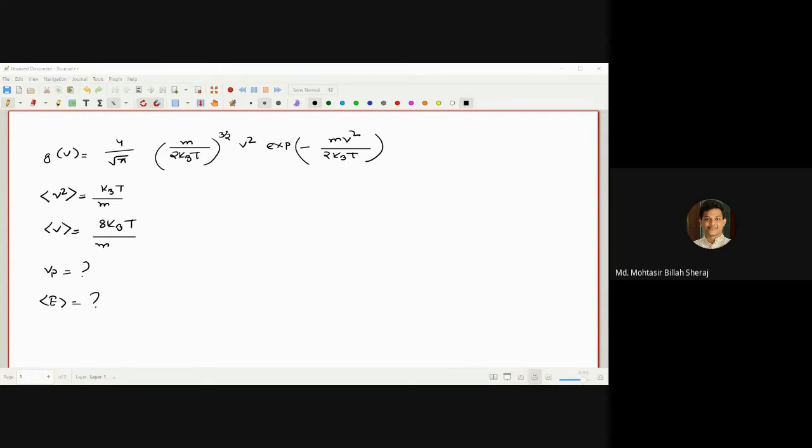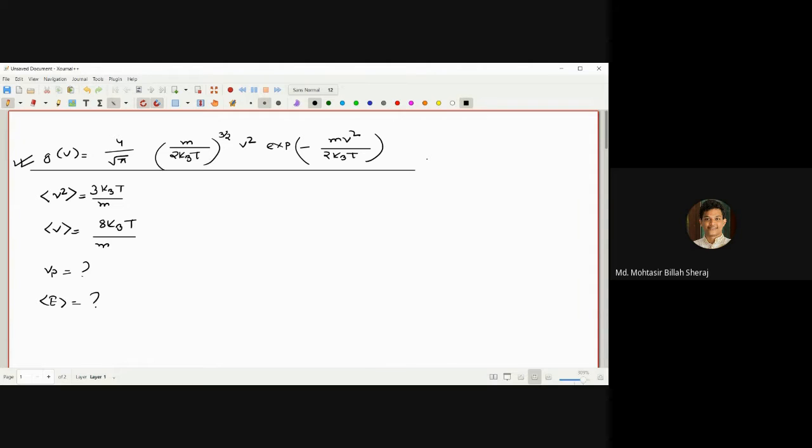So in the previous class, we have seen that the speed distribution function is given by this formula.